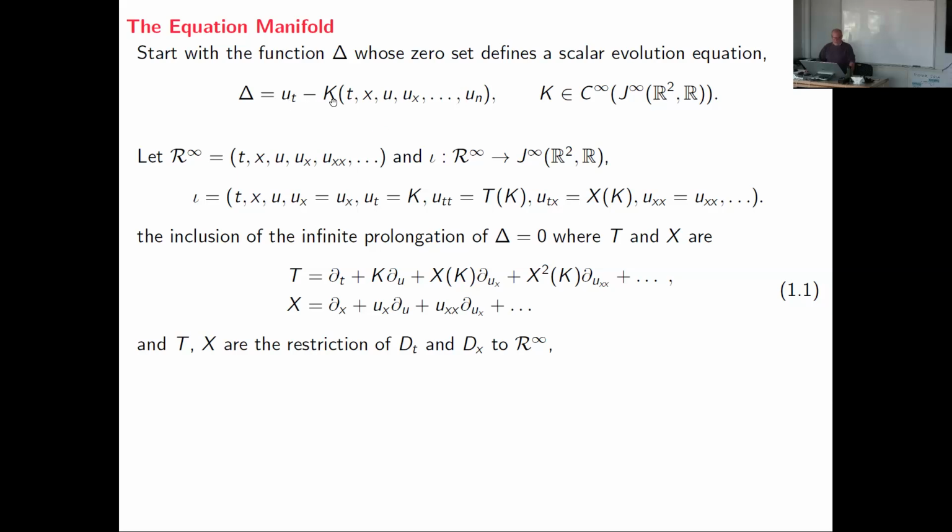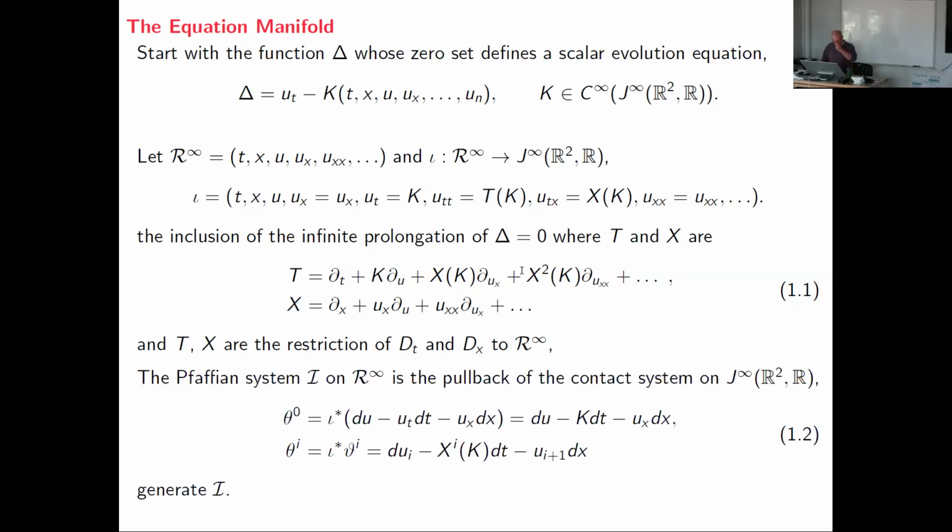Since the equation is given by u_t equals K, you have u_t equals K, and then to get the higher order t or x derivatives, you apply d by dt restricted to the subset R infinity. So on that infinite manifold, that equation manifold, there are the total t derivative and the total x derivative, which are just the restrictions of the ones on the free jet space. And that's how you get that inclusion via those differential operators.